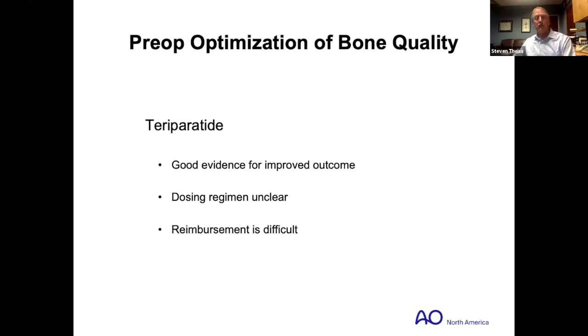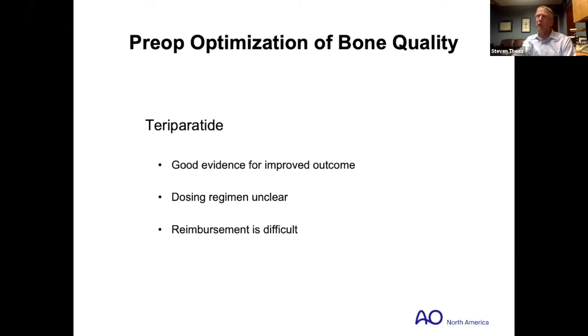The problem is that the dosing regimen is unclear. They're pretty much just chosen out of the air, maybe give it a few months before surgery and continue it a few months after surgery. Really, the main problem in my world is that in people, unless they're severely osteoporotic, where it would be covered anyway for osteoporosis treatment, reimbursement for this is very, very difficult. Most places that do this effectively have case managers and case workers that have various tricks up their sleeve to get it paid for. It's very expensive.